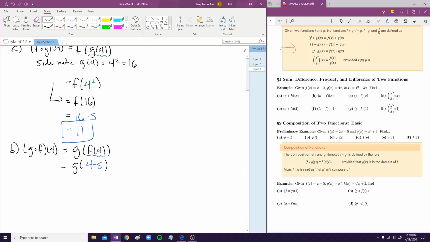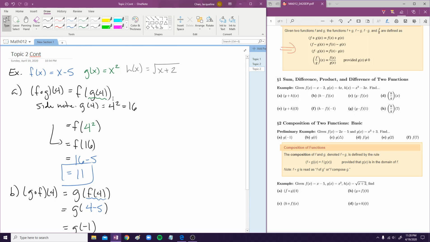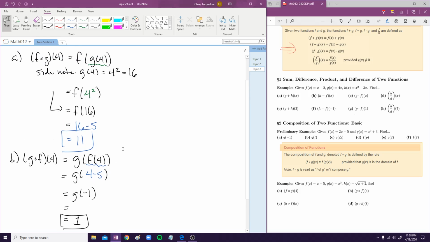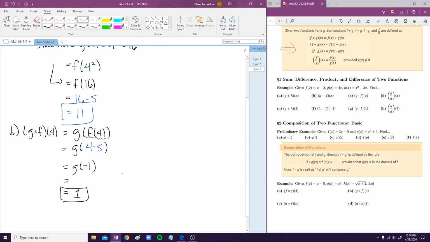Okay, what is 4 minus 5? That is negative 1. And now wherever I see a negative 1, I'm going to plug it into my g function. So, what is it again? x squared? So it's going to be negative 1 quantity squared, which is 1.